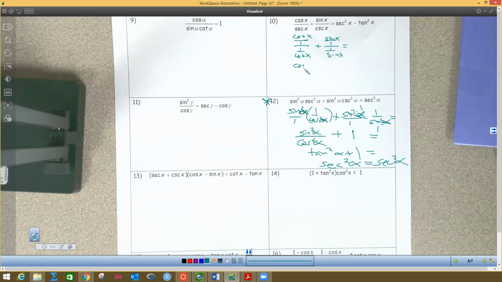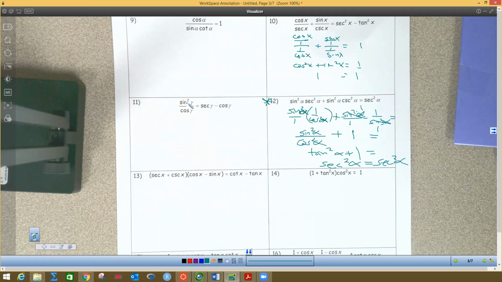So this is going to be cosine squared x plus sine squared x, which equals 1 from our Pythagorean identities. And this side over here, secant squared minus tangent squared equals 1. So I've shown that 1 equals 1.